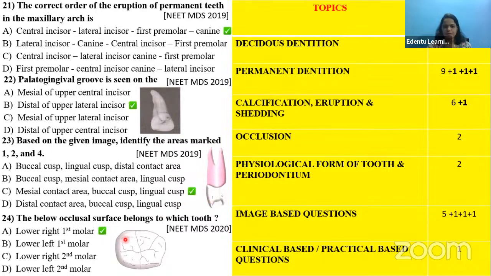Again, we can put it under the permanent dentition, and the below occlusal surface belongs to which tooth? Okay, it belongs to the lower right first molar. Okay, you can see the five cusps here. So this is the mandibular molar, permanent mandibular molar. So we can put it under the permanent dentition here. Okay, so lots of image-based questions are also expected from dental anatomy.